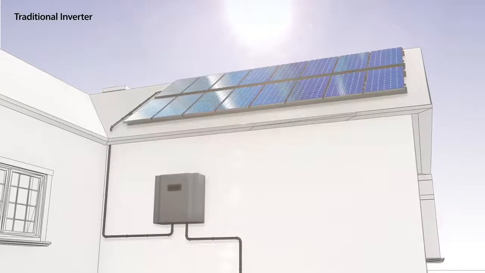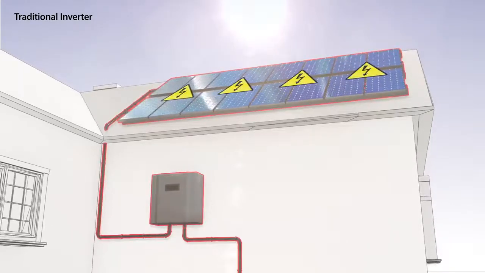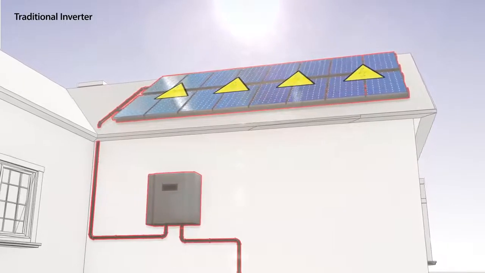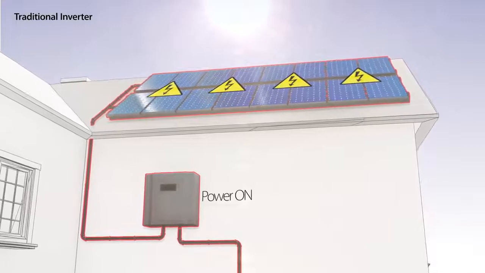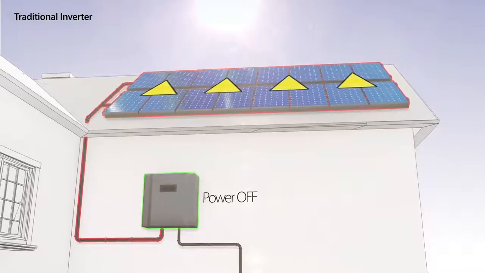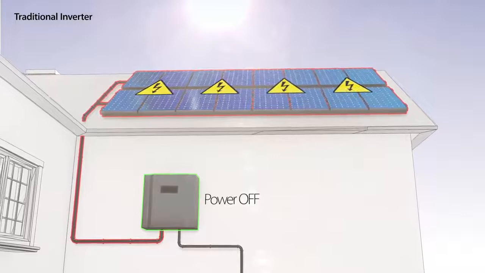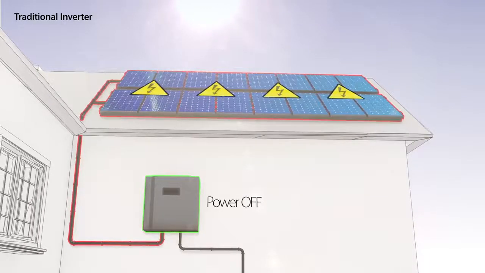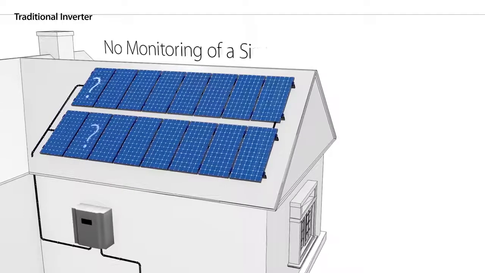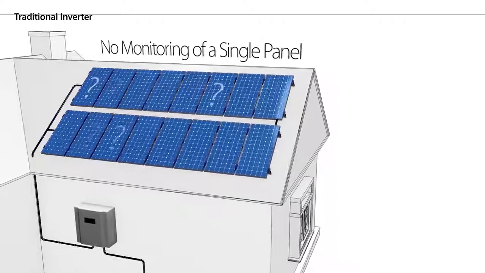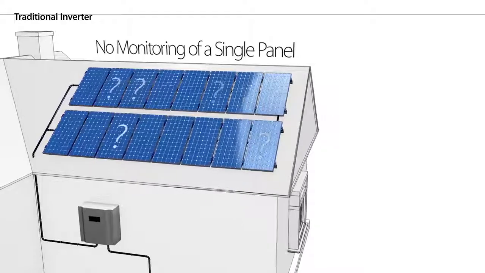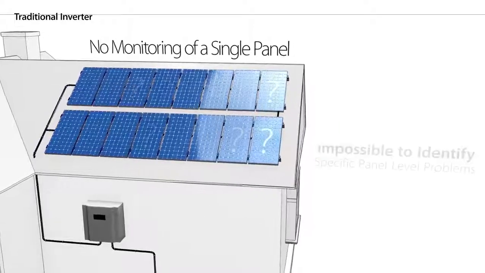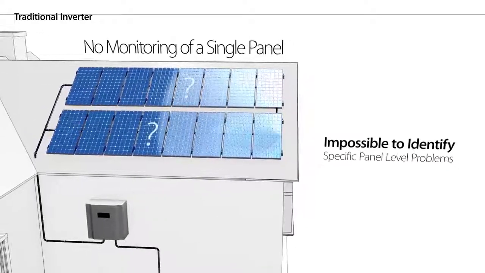The DC cables which connect the panels to a string carry high voltage as long as the sun is shining. The traditional inverter cannot shut down the panel's DC voltage, and therefore poses serious risks to installers and firefighters. A traditional system cannot track power output, temperature, or any other parameter of a single panel. This makes it impossible to identify specific panel-level problems remotely.